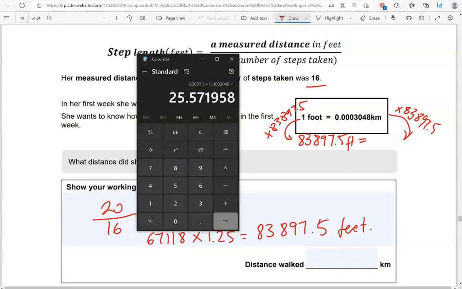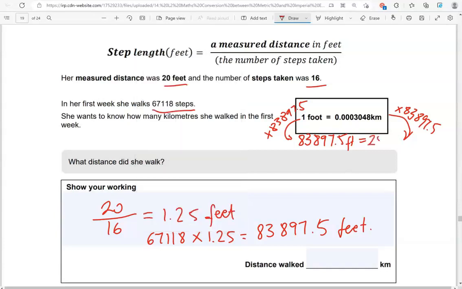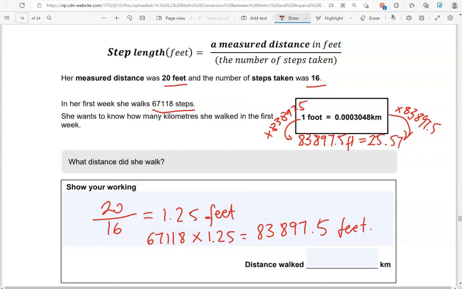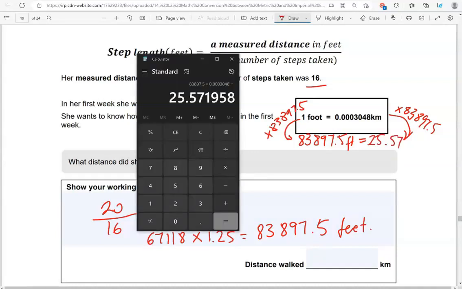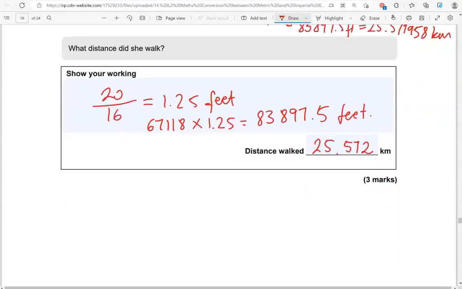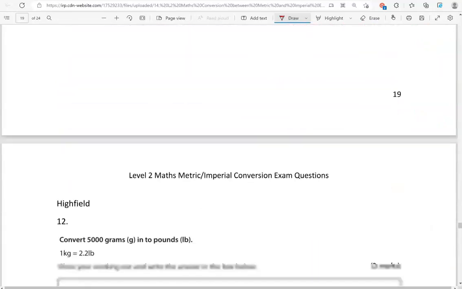So it gives us 25.571958 kilometers. And we can say 25.572 kilometers. Even if you didn't round the answer, it would be absolutely fine.